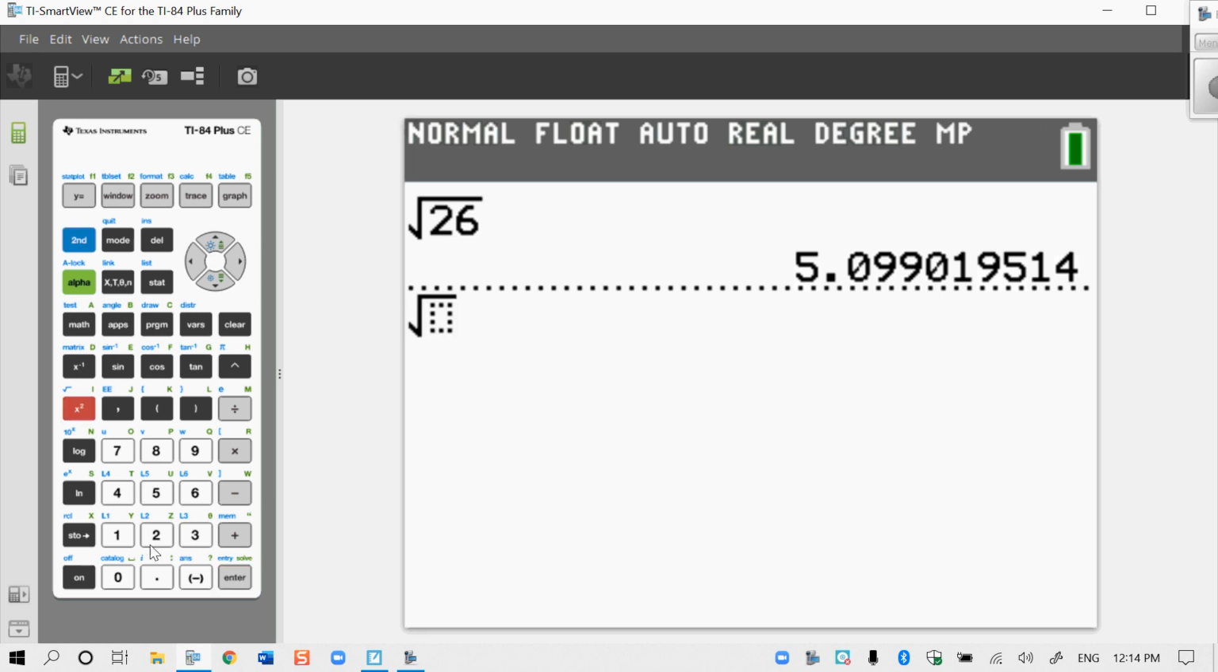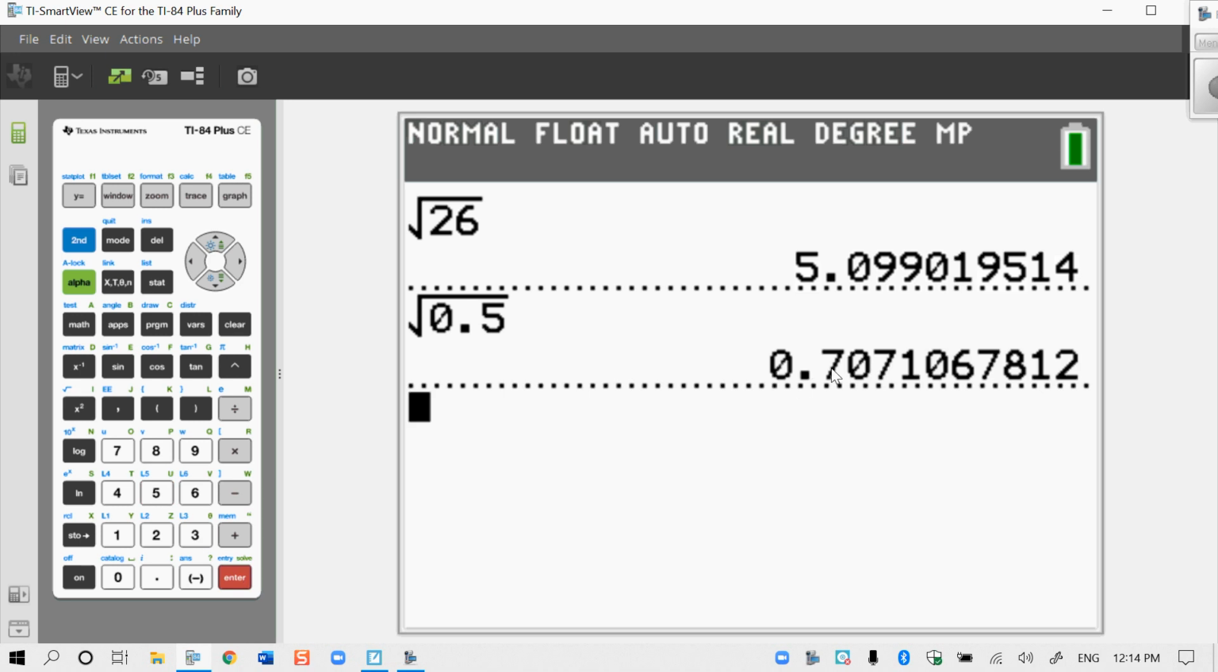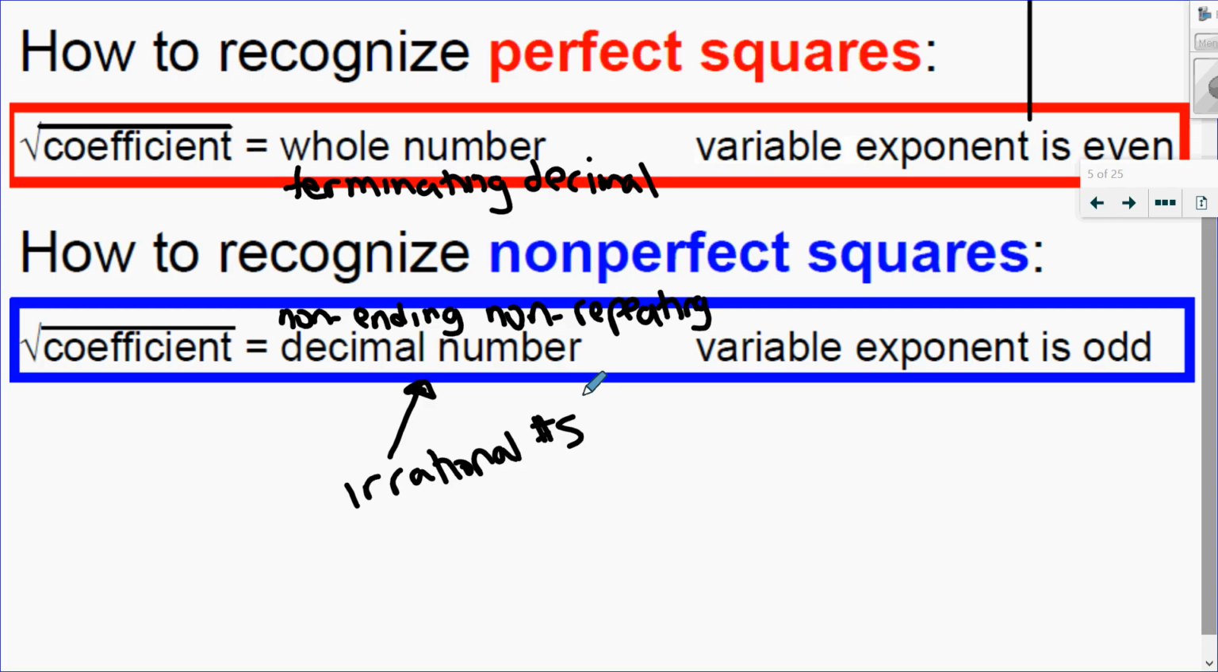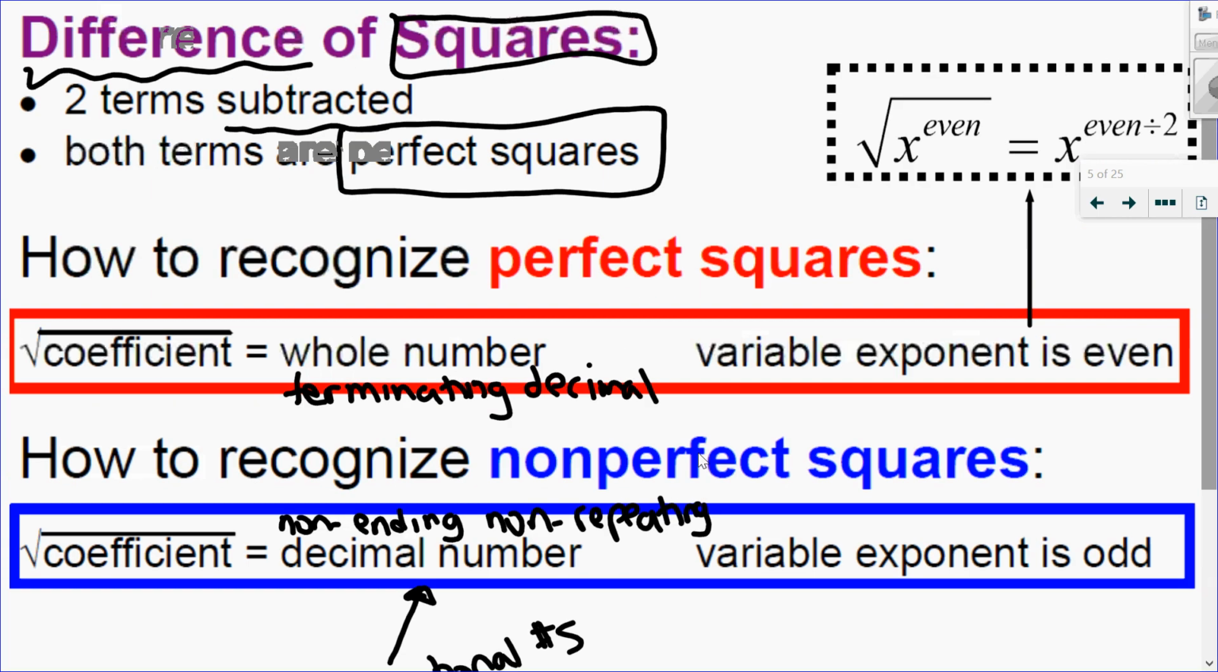Same thing with decimals. Let's say I did the square root of 0.5. See how that's non-repeating? It doesn't have like 7, 7, 7, 7, 7. There's no pattern. So this tells me that 0.5 is not a perfect square. Okay, so now that we know how to recognize perfect and non-perfect squares in numbers, let's look in variables.